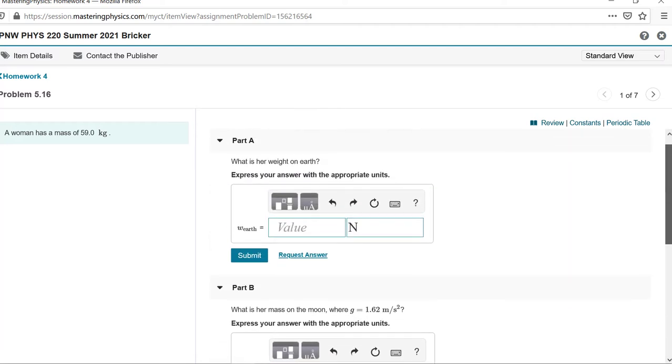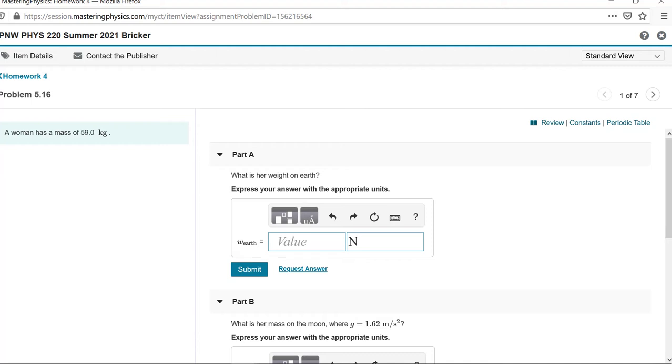So remember what the weight actually is. It's the force of gravity. You can hit review here to go to that part of the book. But the weight is m times g. So your weight changes depending on where you're at. Again, that's just the force of gravity. So this would be mass times 9.8 for the Earth.